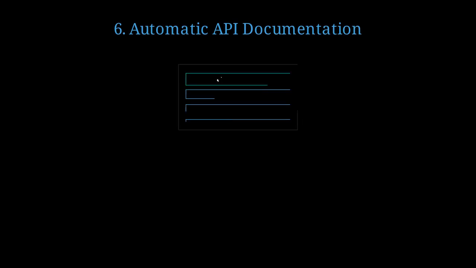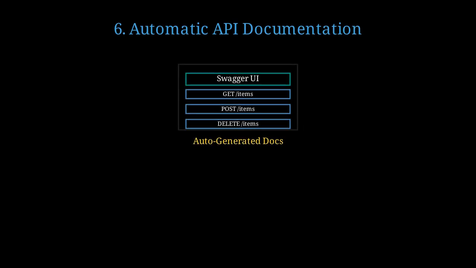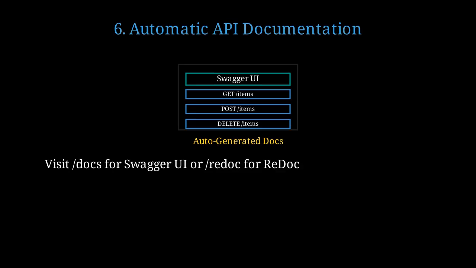One of FastAPI's most loved features is its automatic interactive documentation. FastAPI automatically generates interactive documentation at /docs, where you can test all your endpoints directly in the browser. You get two documentation interfaces for free: Swagger UI at /docs and ReDoc at /redoc, both fully interactive.